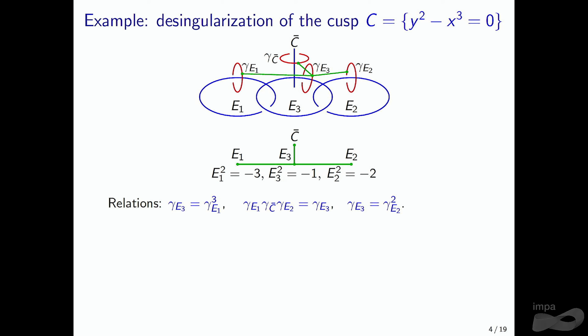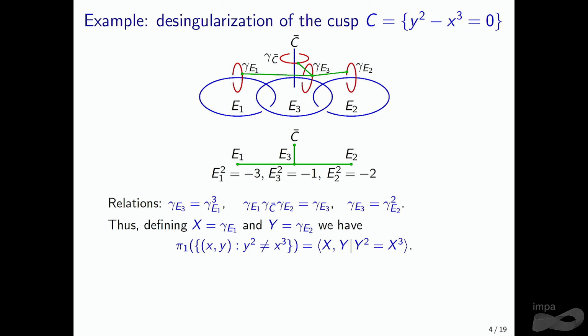And defining capital X as the loop gamma E1 and capital Y as the loop gamma E2, we have this funny presentation of the fundamental group of the complement of the cusp. The complement of the cusp is x y squared different from x cubed, and the fundamental group is x y squared equal to x cubed.